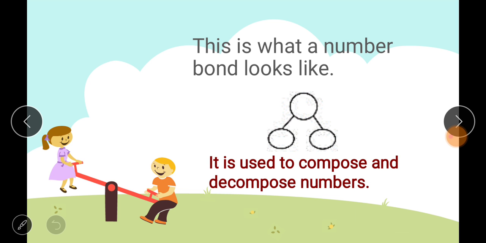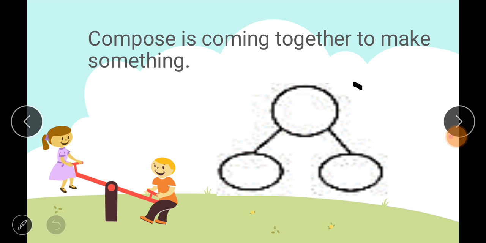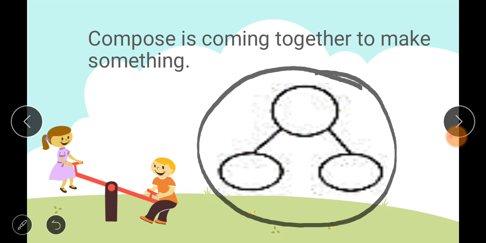Now I know you're asking, wow, that's a huge word, compose. Okay, so we're going to learn what it means to compose and what it also means to decompose. Here is a number bond. This is what a number bond looks like. Now, number bond is used to compose numbers. Today we'll be talking about using number bond to compose numbers to help in addition.